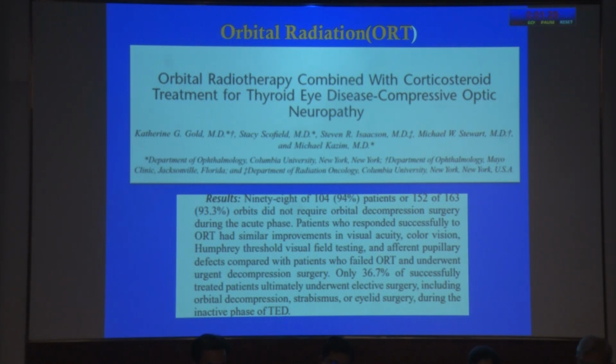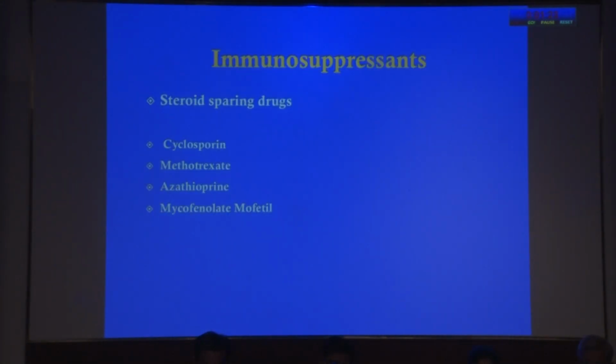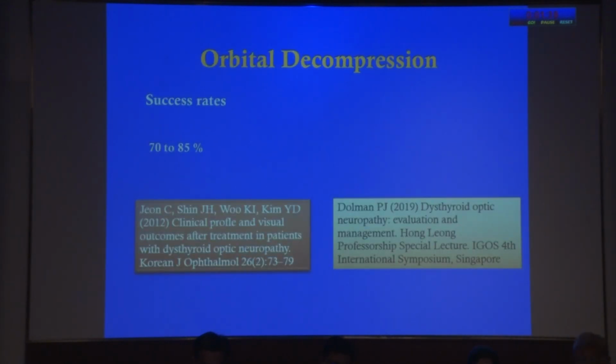Orbital radiotherapy combined with the steroids, in one study 93.3% did not require any decompression surgery in the acute phase. Immunosuppressants as steroid-sparing drugs, I have used Azoran because it is cheap and well tolerated. Decompression, again success rate is variable and has complications.